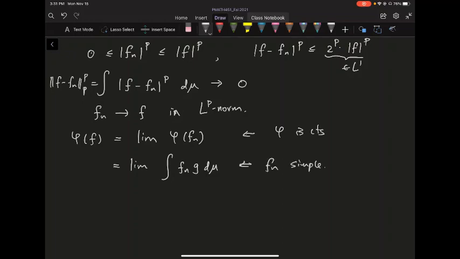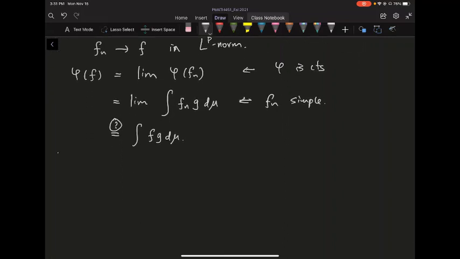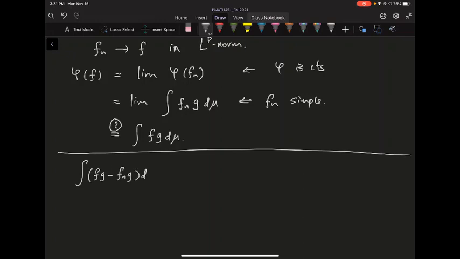All right, so basically I just need to show that this limit is equal to the integral of fg dμ. Okay, if I can show that, then I'm done. To consider this limit, it suffices to consider their difference. So let's consider the integral of fg minus f_n g, their difference, dμ.